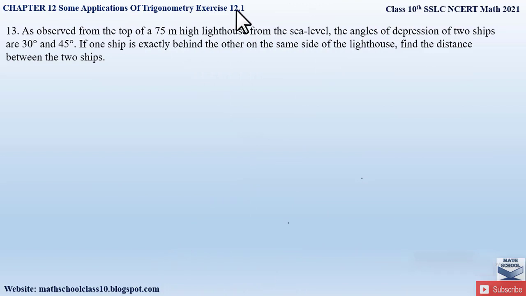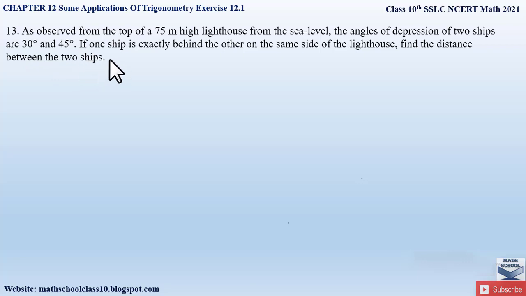Question number 13 from exercise 12.1, chapter 12, some applications of trigonometry says, as observed from the top of a 75-meter lighthouse from the sea level, the angle of depression of the two ships are 30 degree and 45 degree. If one ship is exactly behind the other on the same side of the lighthouse, find the distance between the two ships. So here we have a lighthouse which is 75 meter high and we have two ships, and the angle of depression observed from the top of the lighthouse to these ships is 30 degree and 45 degree. Okay, so we have to find out the distance between the two ships.